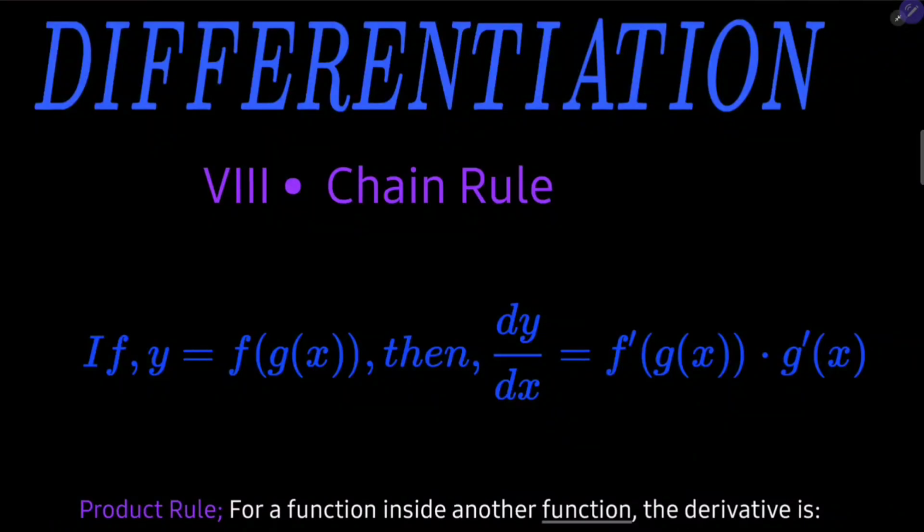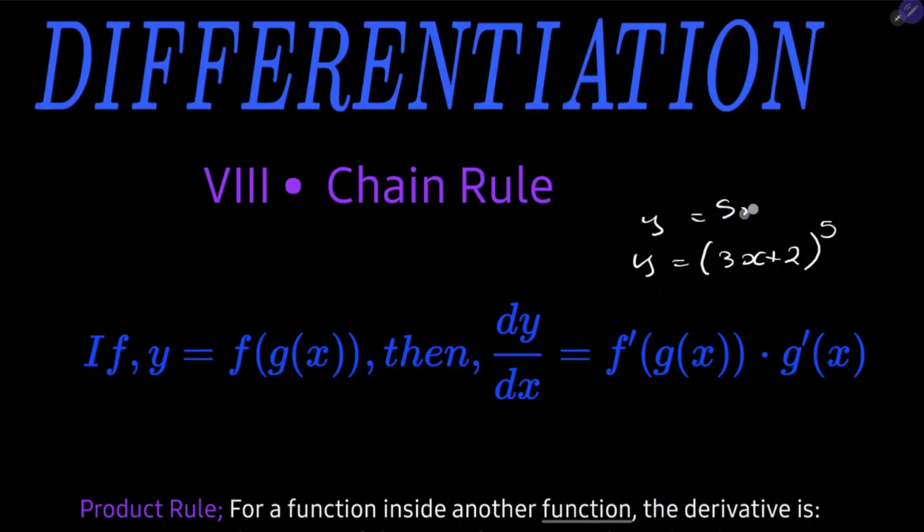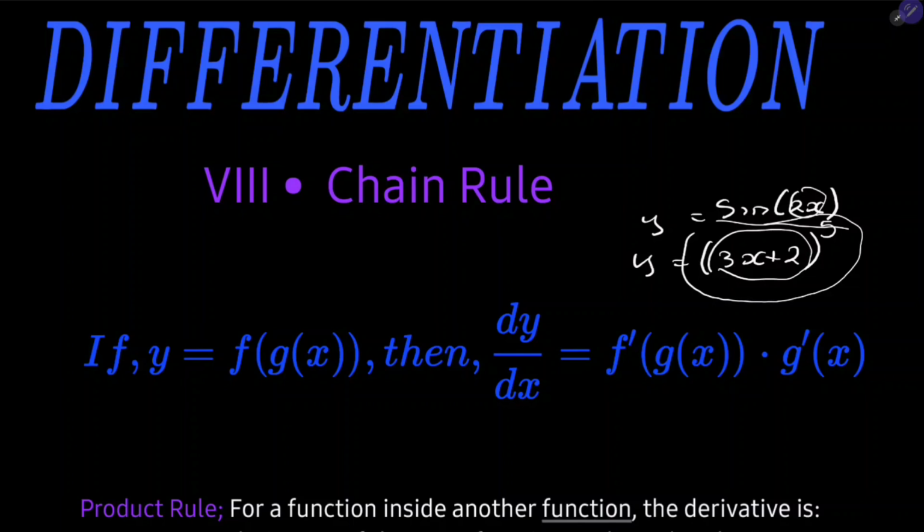So far, we have differentiated sums, products, and quotients. But what if a function is inside another function? For example, y equal to (3x plus 2) to the power 5, or y equal to sine of 2x. In these cases, we have a function inside of another function. So today, we'll learn the chain rule, which lets us differentiate composite functions.